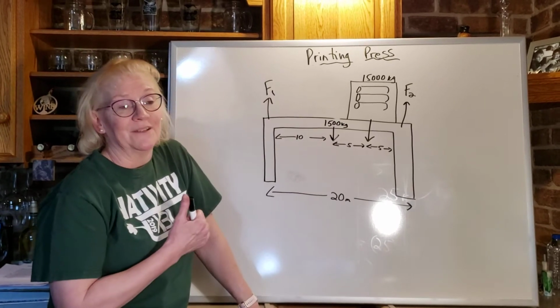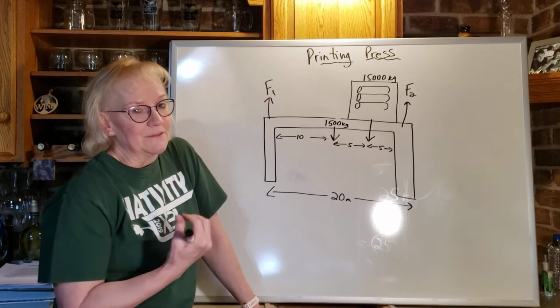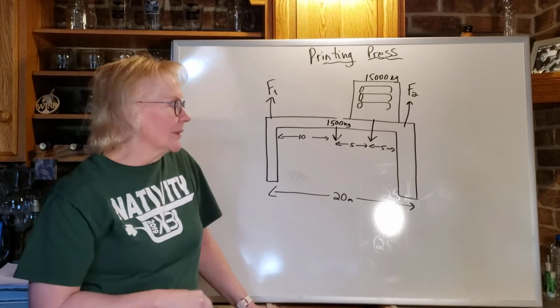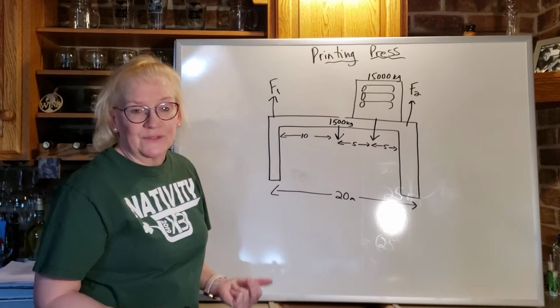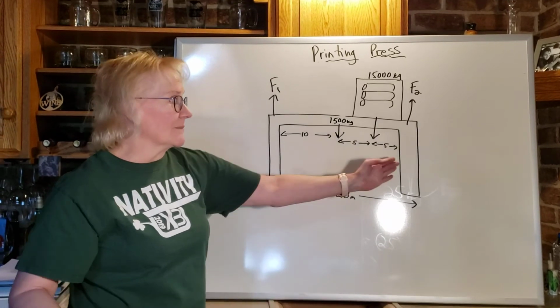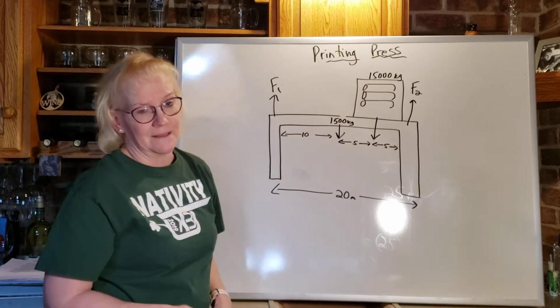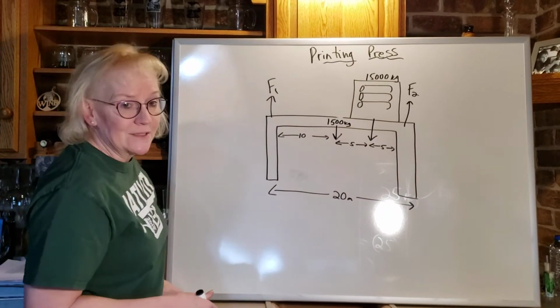We're actually going to count its weight, so we're going to have to multiply that by 9.8. 15 meters across, we've got our printing press. We need to solve for F1 and F2. Obviously, F2 is going to be larger because the printing press is closer to that side. So, how do we do this?